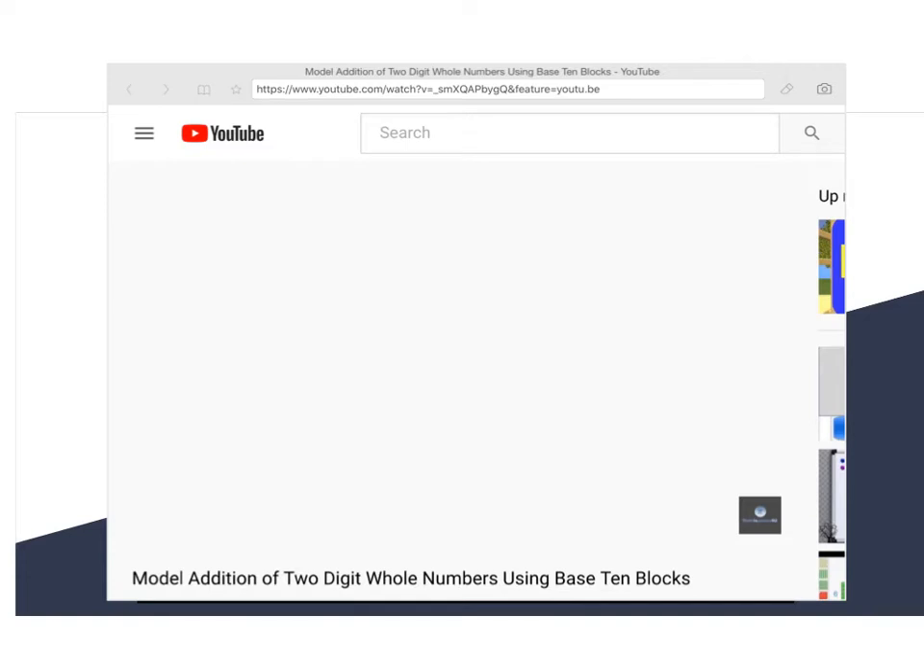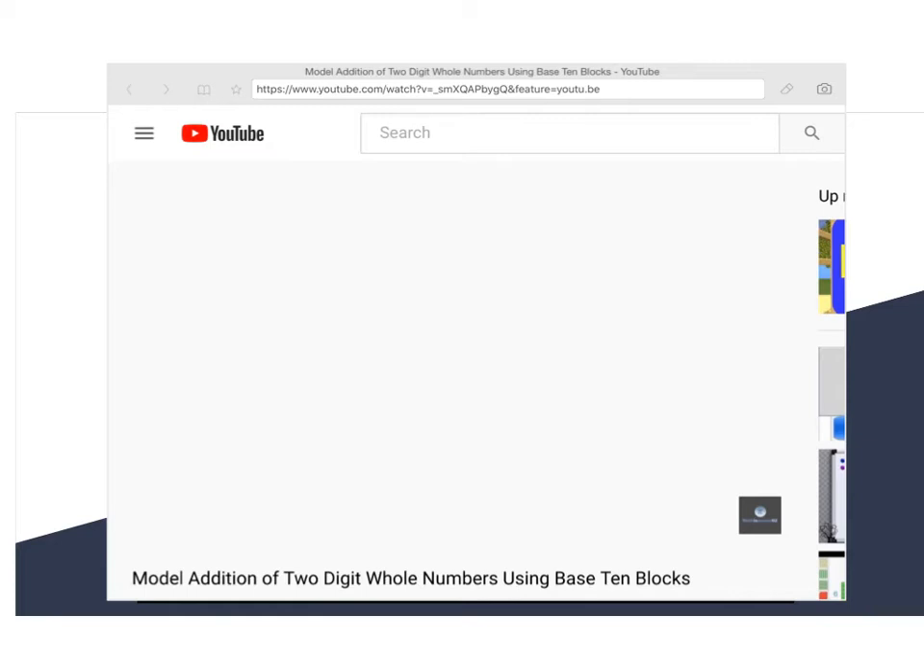Let's take a look at a second example. Here we have 36 plus 28. So for 36 we have 3 10 blocks and 6 1 blocks. And for 28 we have 2 10 blocks and 8 1 blocks. Again, we begin by adding the 1 blocks, or the ones place value. Notice that 6 plus 8 equals 14. So when we combine or add the 1 blocks, we have a total of 14 1 blocks.